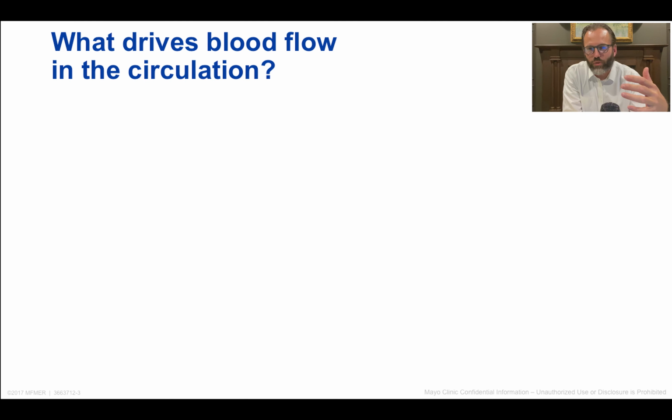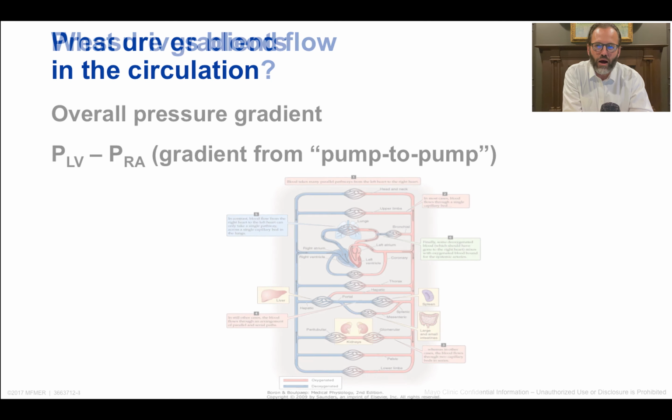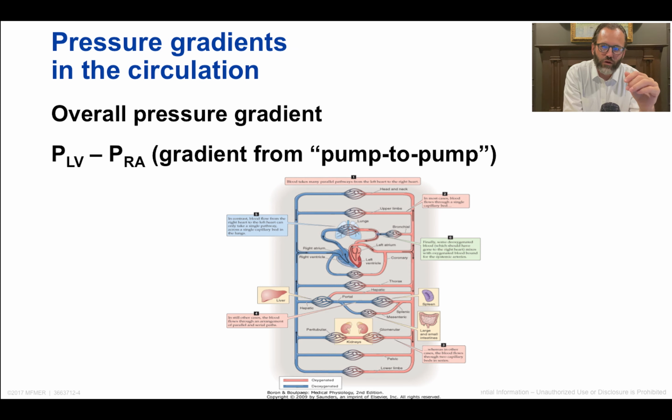So when we ask the primary question of, well, what drives blood flow in the circulation, it's relatively straightforward for an answer. It is an overall pressure gradient. And so the pressure gradient, certainly for the systemic circulation, is the difference between the left ventricle, or one pump, and the right atrium, or the entrance to the right-sided pump of the circulation. So essentially, it's that pressure gradient from pump to pump.